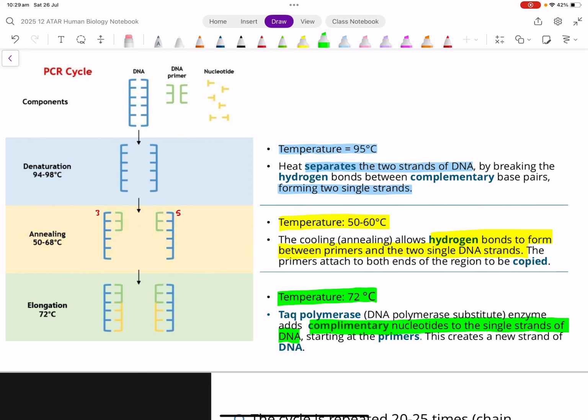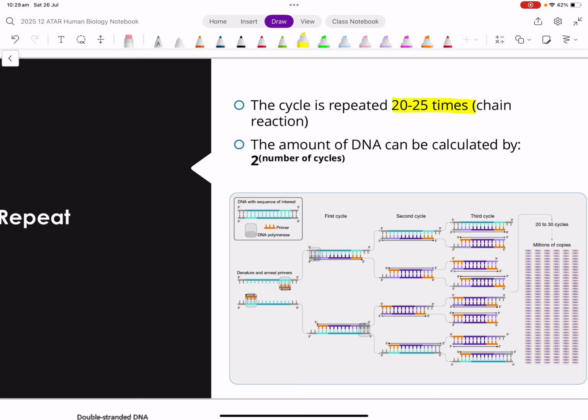Now, the great thing with this process, as I mentioned, with Taq polymerase having its optimum temperature of 72, but it doesn't denature until 96, is we can run this process non-stop without having to add more polymerase to this reaction. Generally speaking, we're going to run this process about 20 to 25 times. This is what we call a chain reaction, where we can have very large amounts of DNA produced in quite a short period of time.